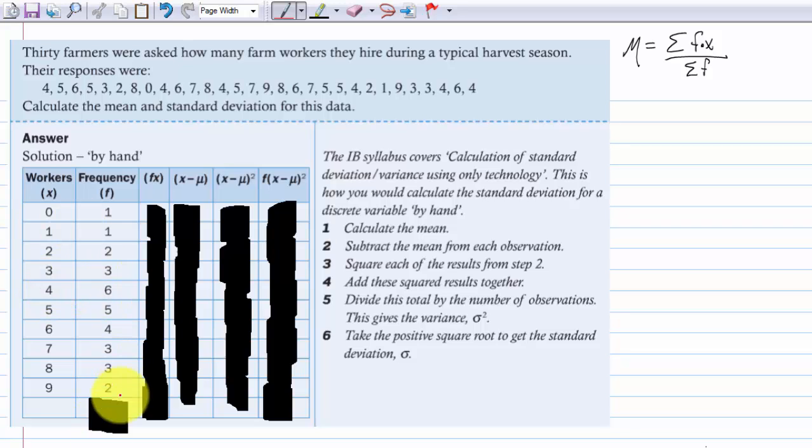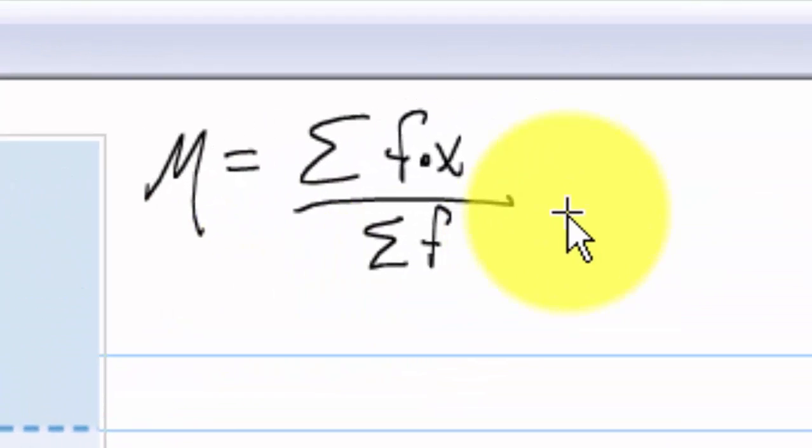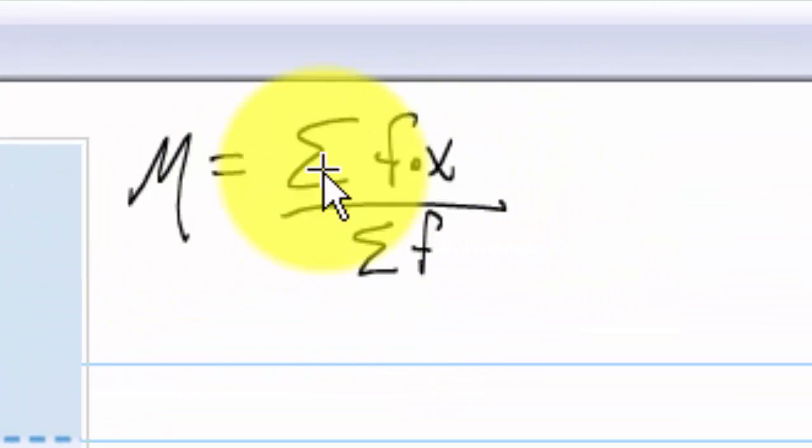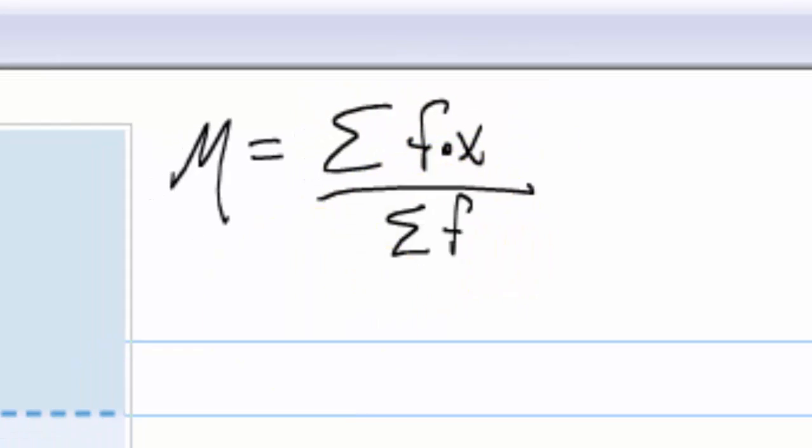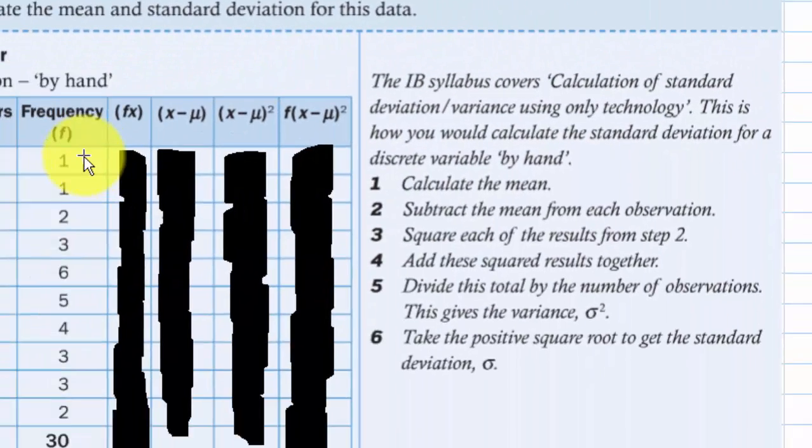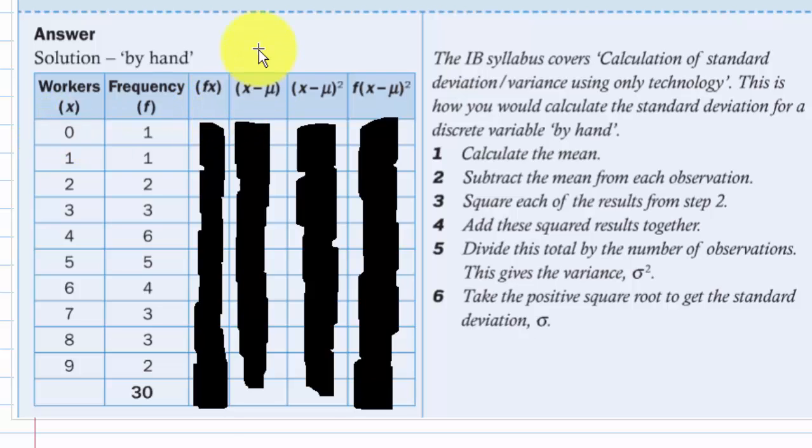So what's the sum of these frequencies going to be, guys? The sum of the frequencies, 30. The number of farmers that were polled. So what we want to do here, we're going to need to find the mean. The mean is going to be the sum of the frequencies times x divided by the sum of the frequencies. So we're going to take each of the f's and multiply by the x's.